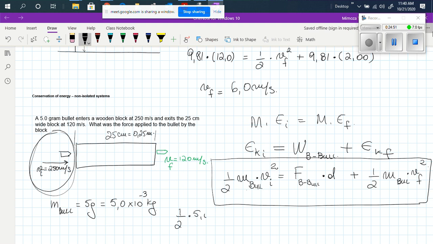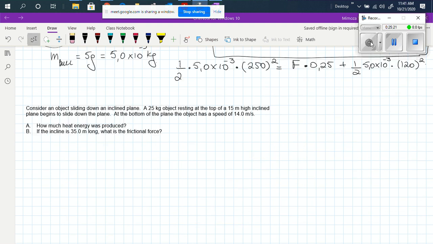So the relationship will be 1 over 2 times 5.0 times 10 to the power of negative 3 times 250 squared is equal to the force that we are looking for times 0.25, plus 1 over 2 times 5.0 times 10 to the negative 3 times 120 squared. So use the calculator, find the force, and tell me what it is.